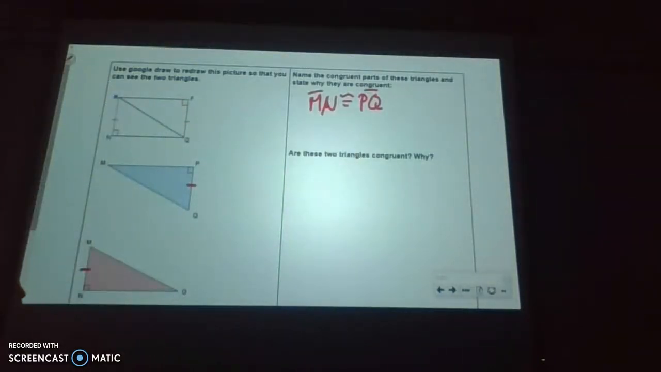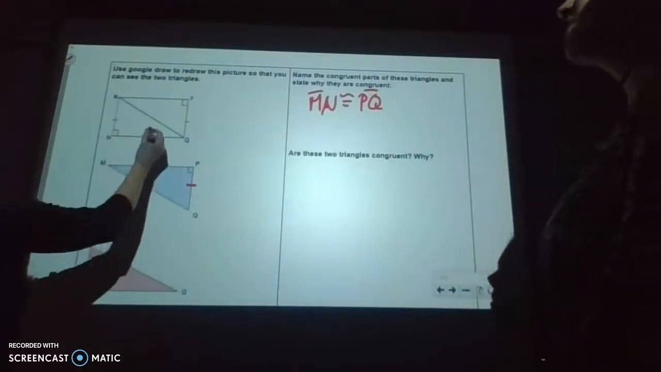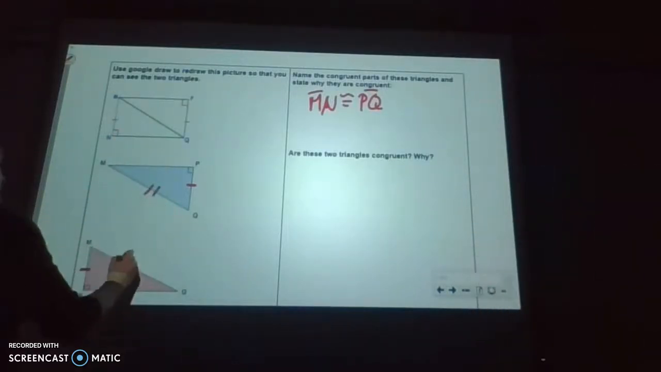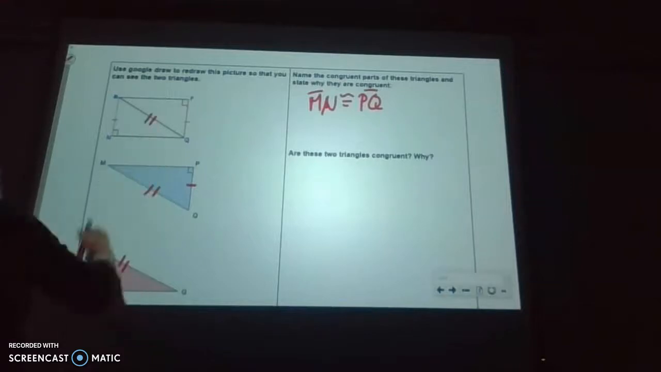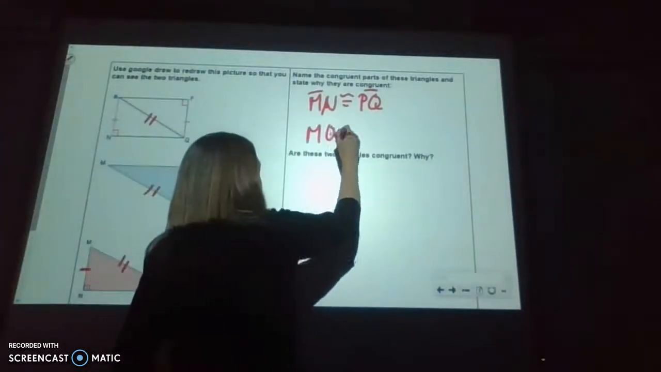But is there another side that you can mark? Man, you're making me work. It's too much work. Yes, there is. MQ is congruent to MQ because it's the same side. It's the shared side. Shared sides can always be marked. So I'm going to say MQ is congruent.